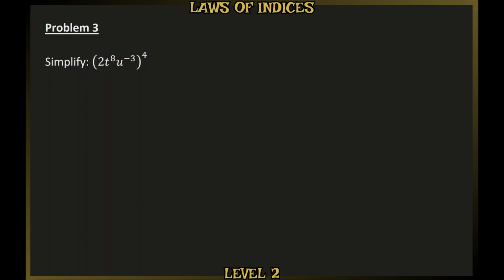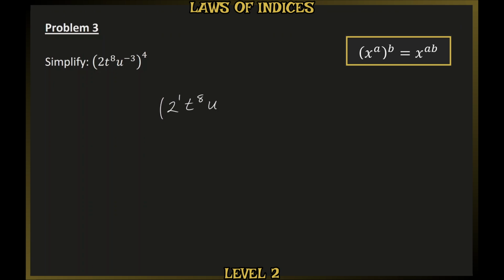In problem 3, we're simplifying 2t to the power of 8, u to the power of minus 3, all raised to the power of 4. Since we're raising powers to powers here, we're going to use this law, which tells us that when we raise a power to another power, we multiply the two powers together. Before we start multiplying, we first have to realise that the 2 at the start of the bracket has a power of 1 on it. Now we've done that, we can start multiplying our powers together.